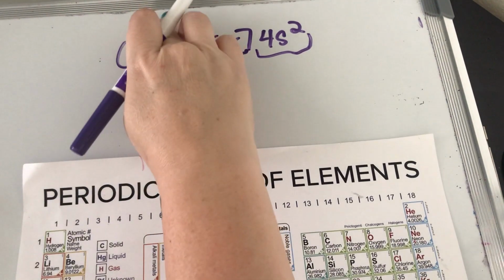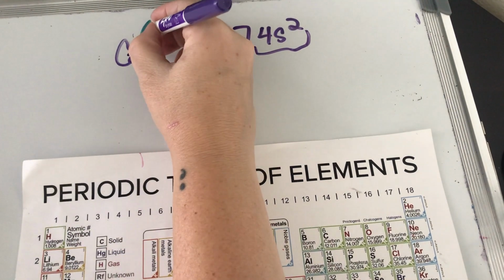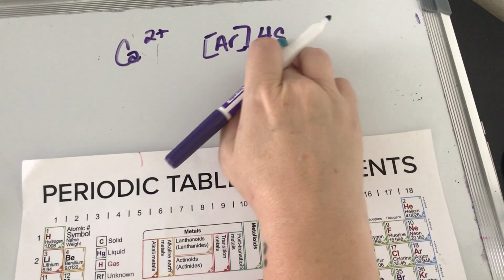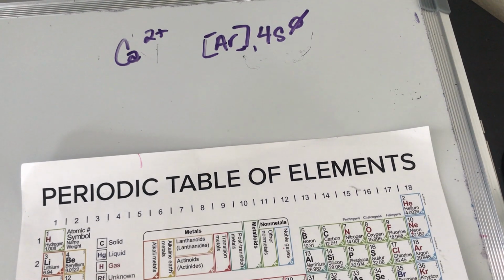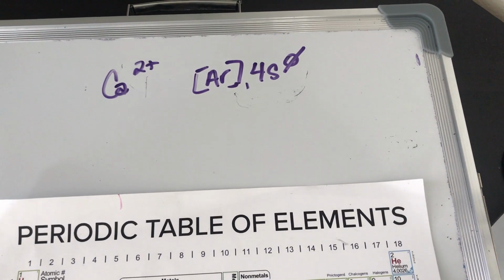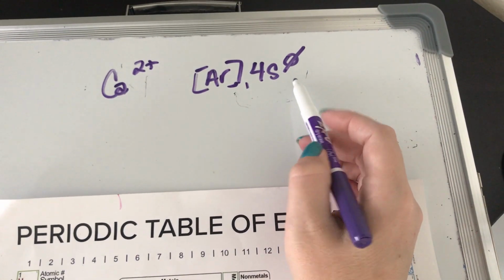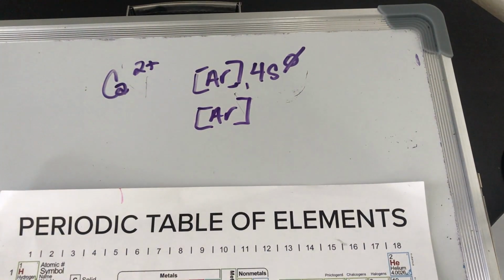So this was the electron configuration for calcium. If we want to make it the electron configuration for the calcium ion, it becomes argon 4s0. Now, I'm pretty lazy, and so I don't necessarily always want to have to write this. These two things would be exactly the same.